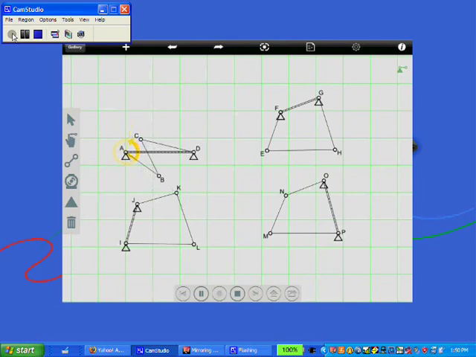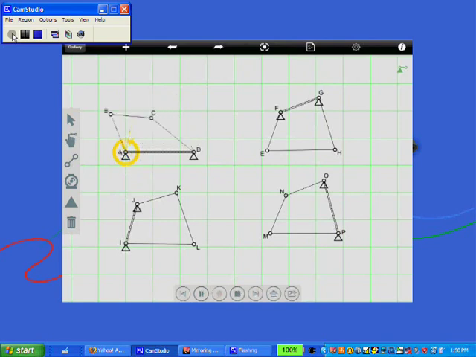And the reason being is that at some point that BC and CD link become collinear. And that's as far as the crank can move. And then it goes back in the opposite direction. And that is true for each of the inversions of the class 2 mechanisms.